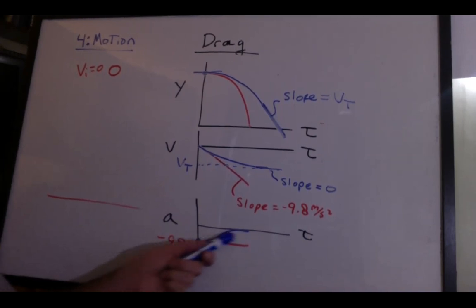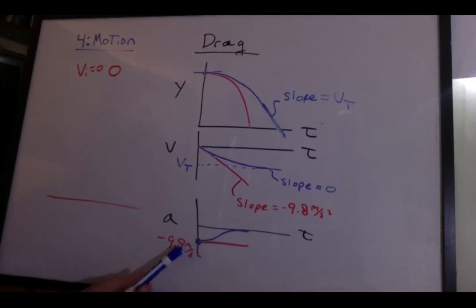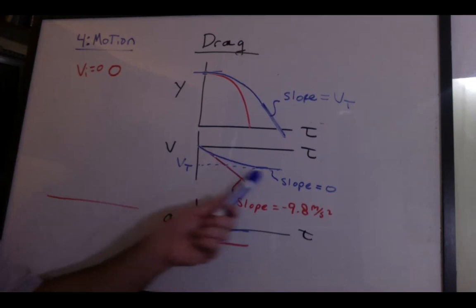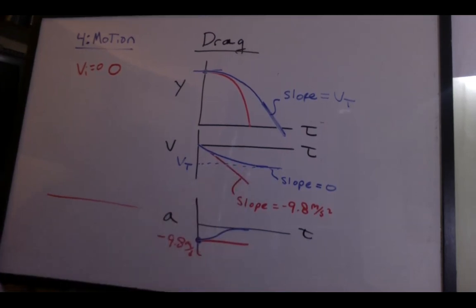This is very tricky. This is a curve, and you'd never be able to figure that out unless you either did some complicated math or a little computer simulation, which we will see later. The important thing to know is that the acceleration goes from negative 9.8 and it gets closer and closer to zero as we reach terminal velocity.